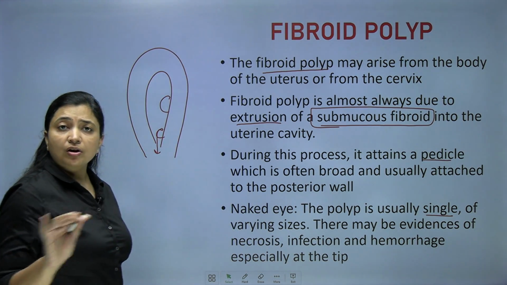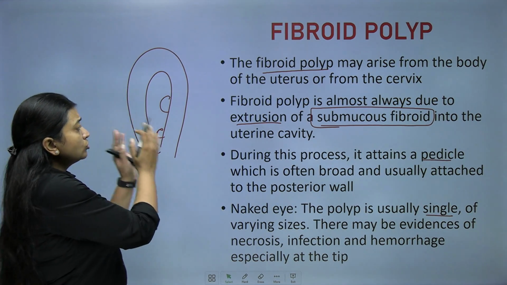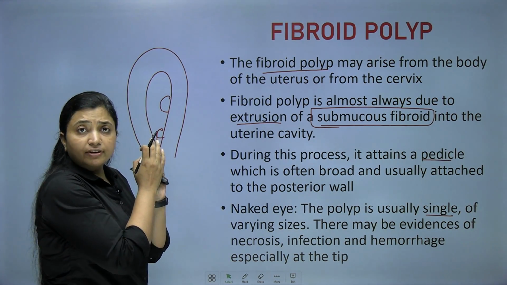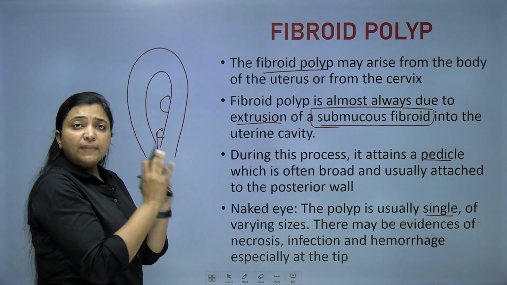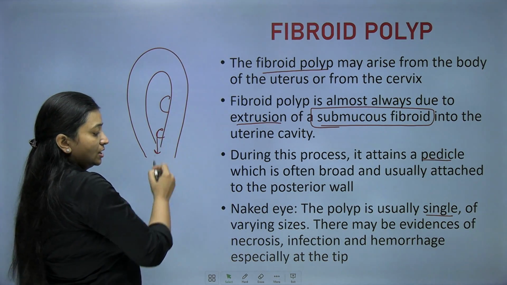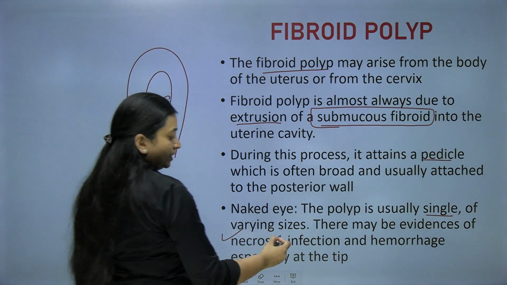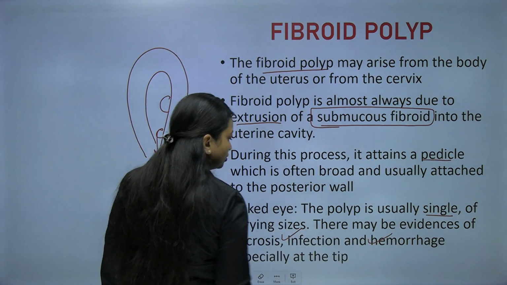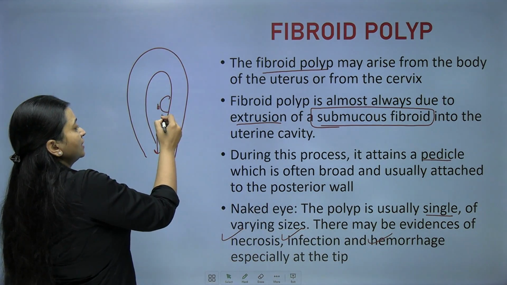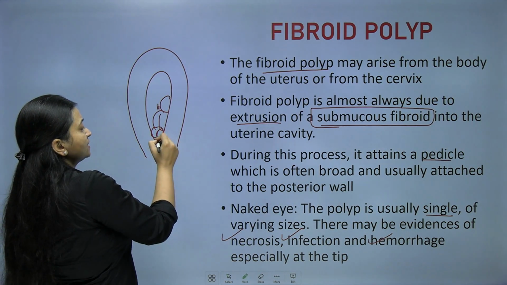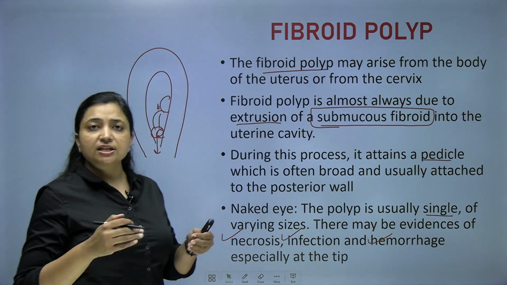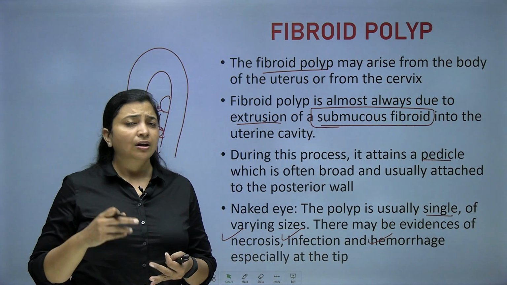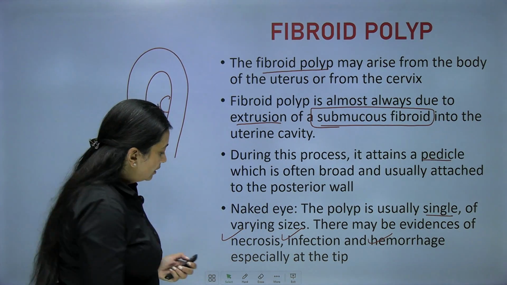We have studied this all in our fibroid lecture, that this is the rarest form of the fibroid, but it will cause the maximum symptoms because of its location. It may undergo necrosis, it may undergo infection, hemorrhage, especially at the tip, because once it tries to come out, the tip is under extreme pressure, and all the changes, necrosis, infection, bleeding, happen from the tip.